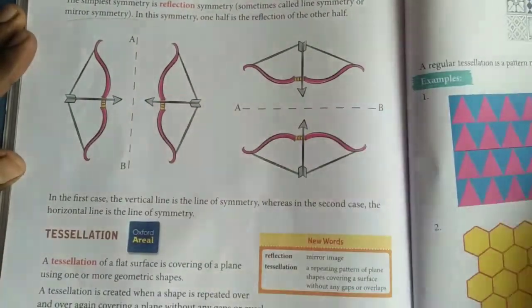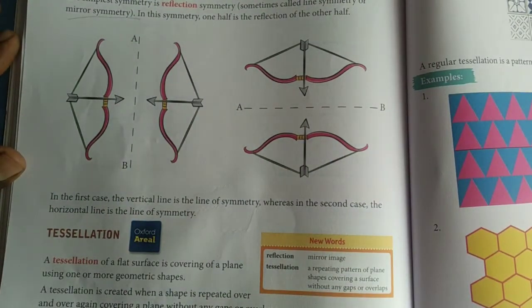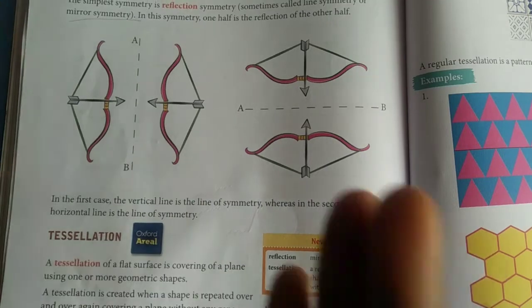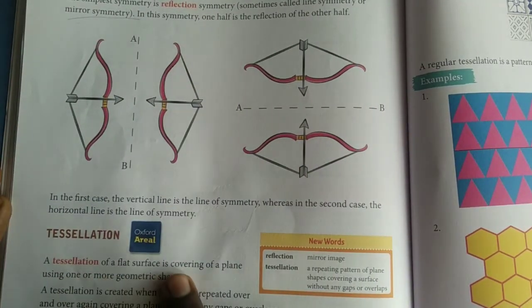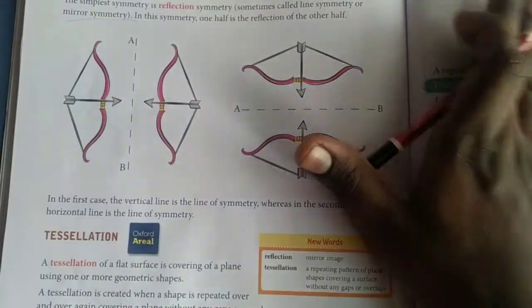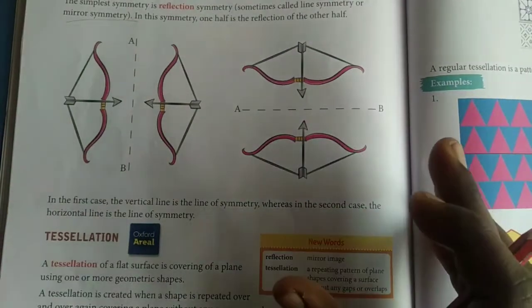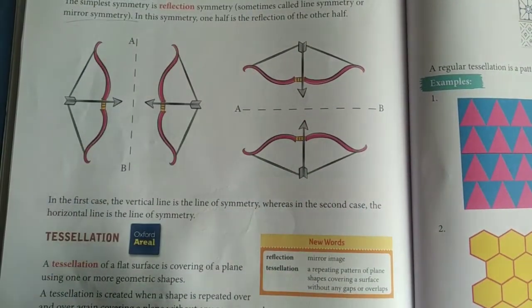Tessellation is very simple. Just remember tiling, tile work, arranging. The tessellation of a flat surface is the covering of a plane surface using one or more geometric shapes. Are you clear?